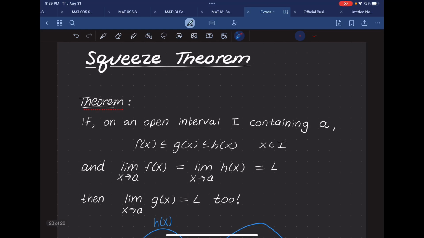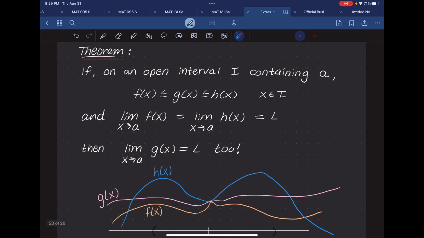So in this video, we're going to talk about squeeze theorem, what it is, and then I'm going to give you an example. The theorem is, if on an open interval I containing a, so this is some x value, we have that f of x is less than or equal to g of x is less than or equal to h of x for all x in I.